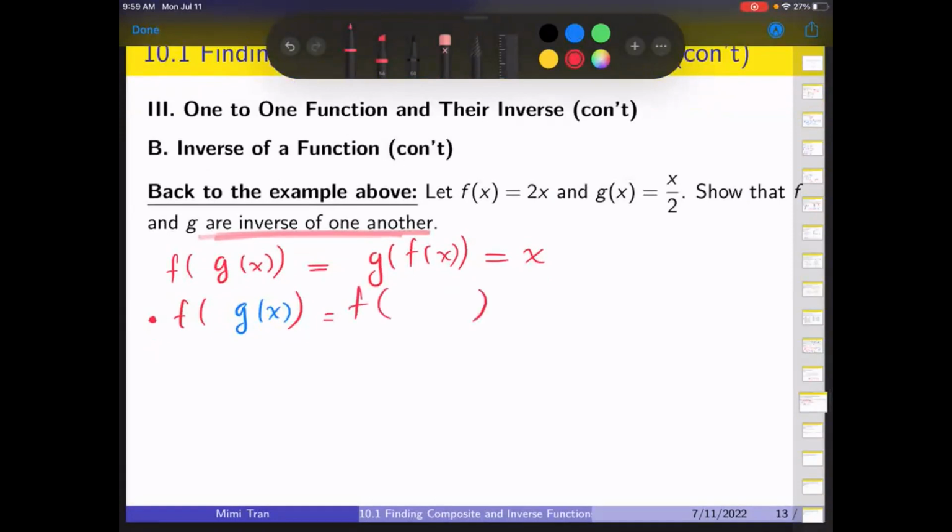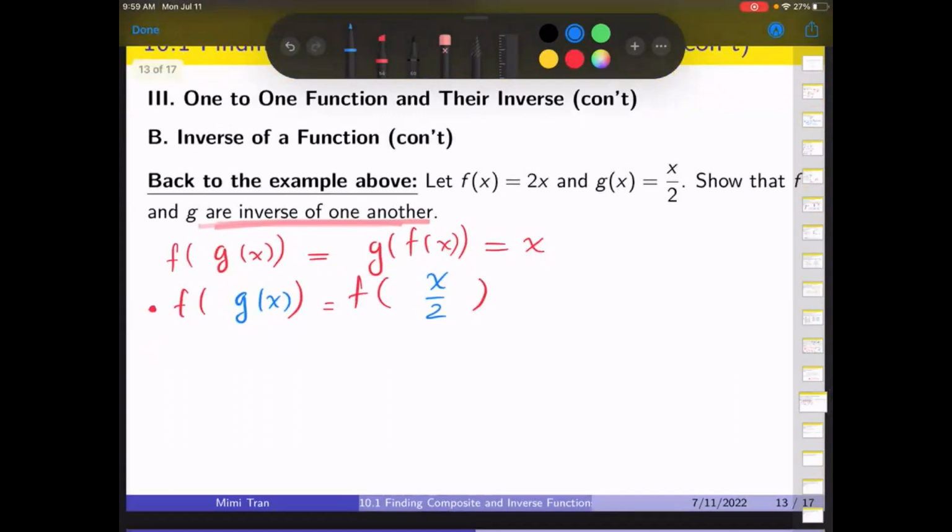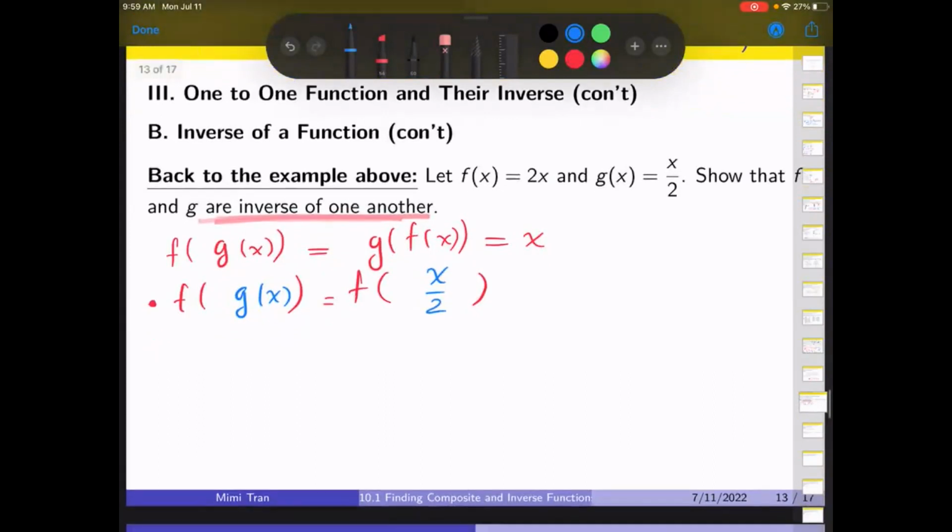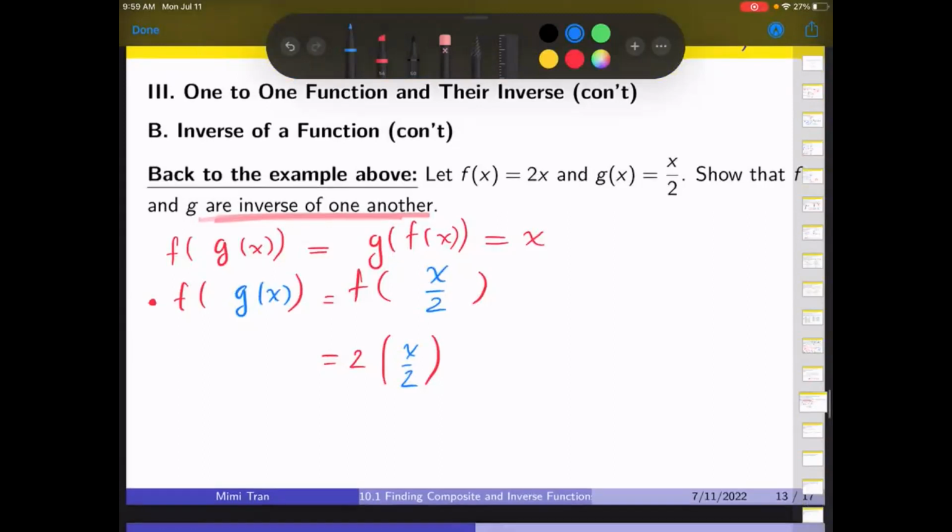G of X is X over 2, right? All you do is plug in, replace G of X with X over 2, put the equal. And now you plug X over 2 into the function F. So function F looks like this: 2 times something, and that something now is X over 2. It's no longer X. The 2 and the 2 cancel, so that equals X.